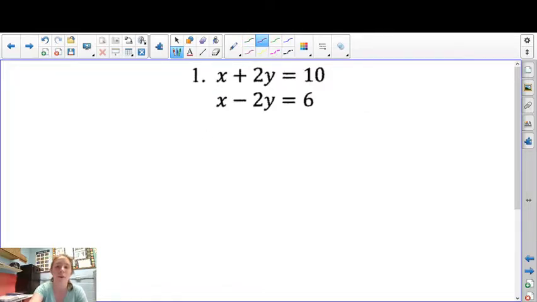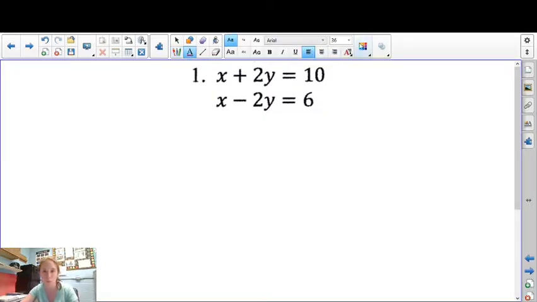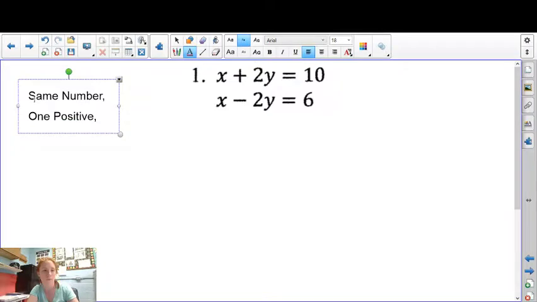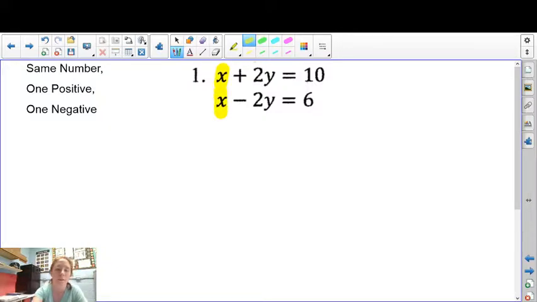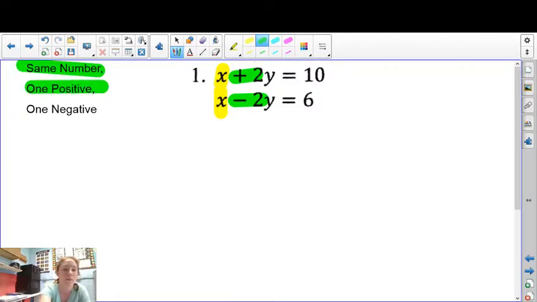We are going to identify which term we could eliminate. Which one could we cancel out? Our goal is to have the same number, one positive, one negative. So where do you see us having the same number, one positive, one negative? In front of my x's, I have a 1, but they're both positive 1. In front of my y's, I have a positive 2 and a negative 2. That's the same number of 2, one positive and one negative.